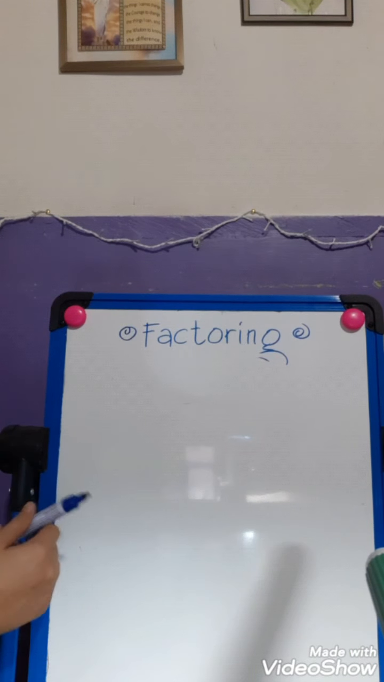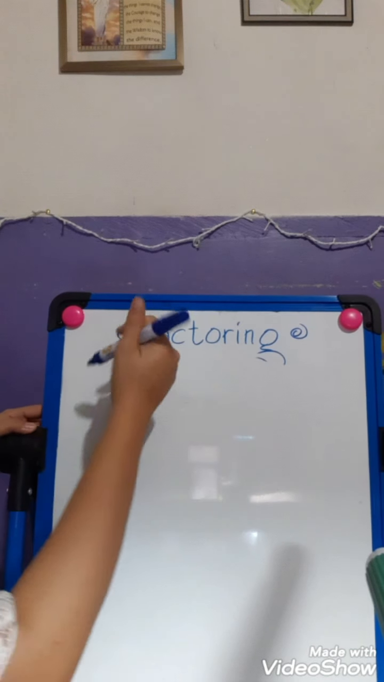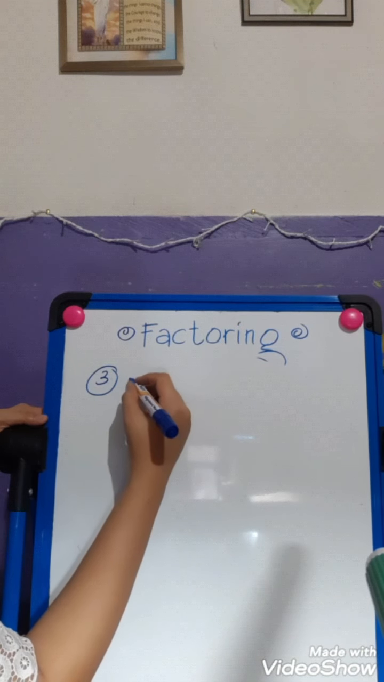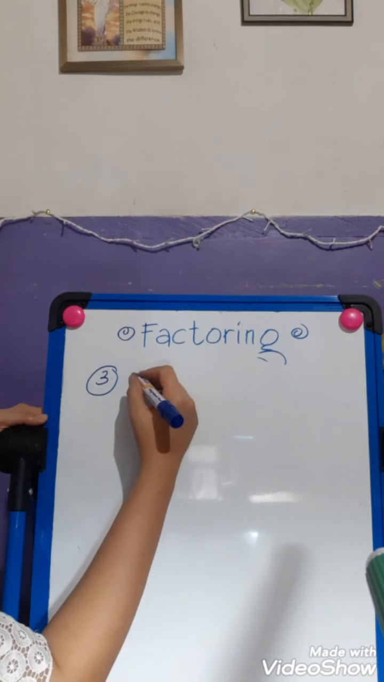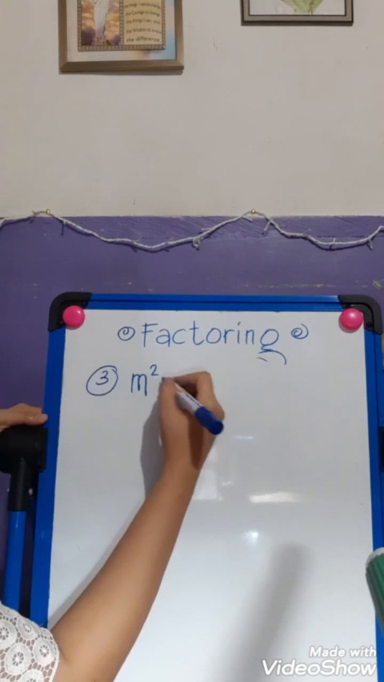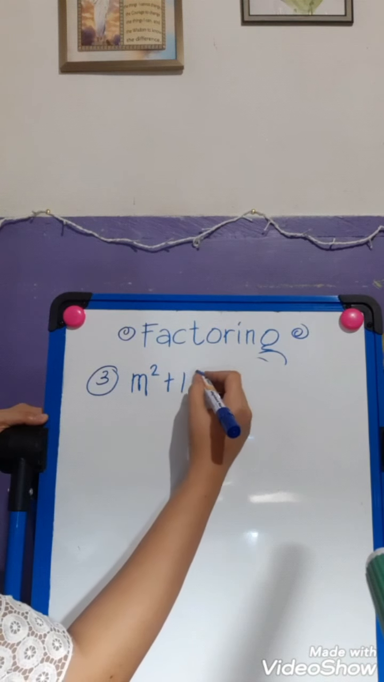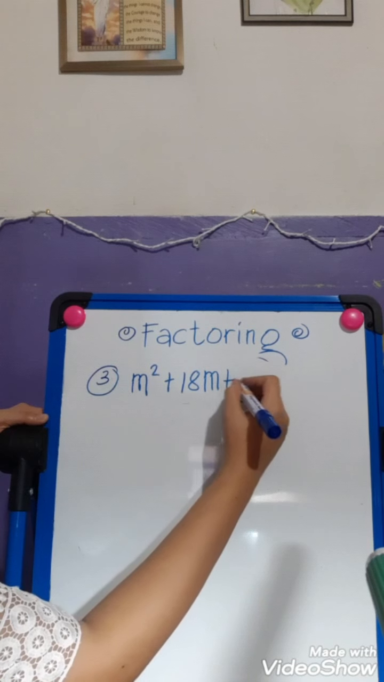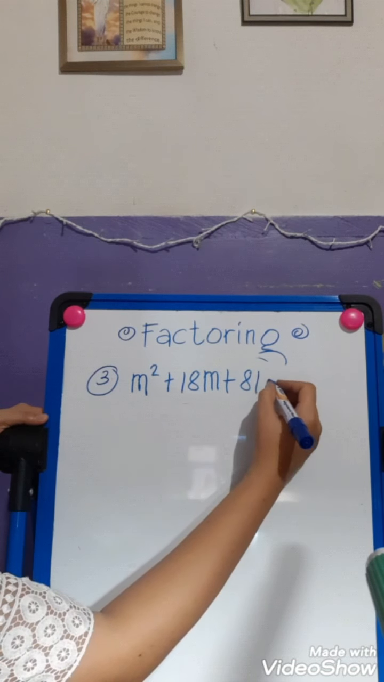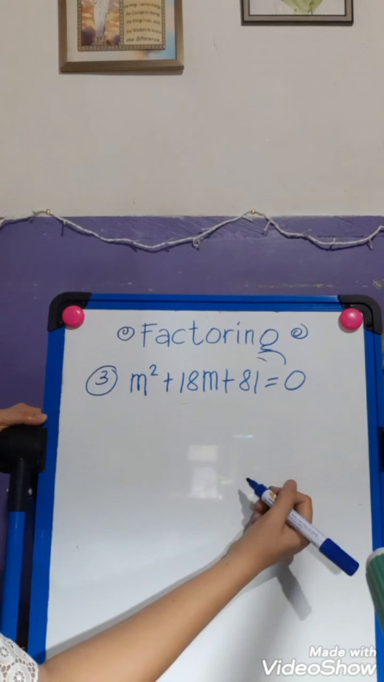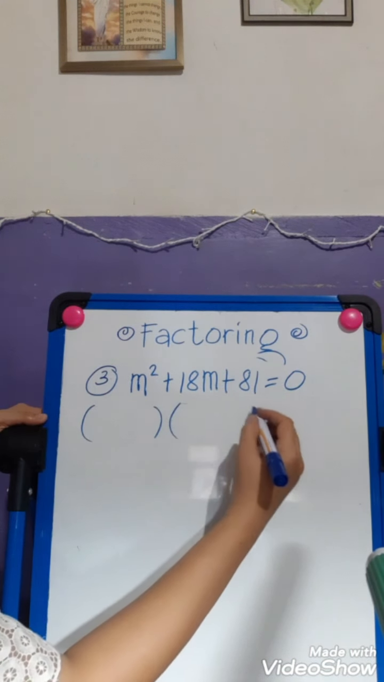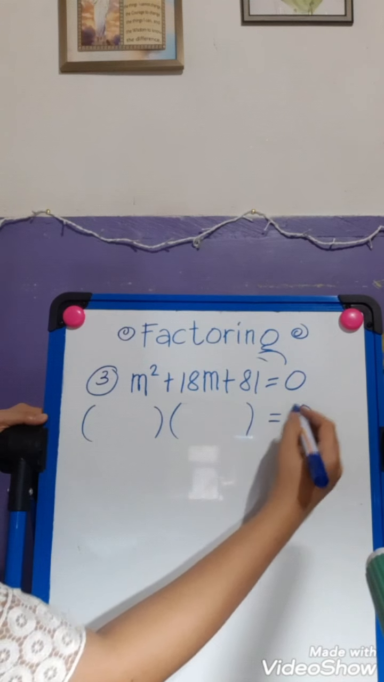Okay, another example of factoring. So this will be our third example. We have m squared plus 18m plus 81 equals 0. So step 1, we'll draw this.